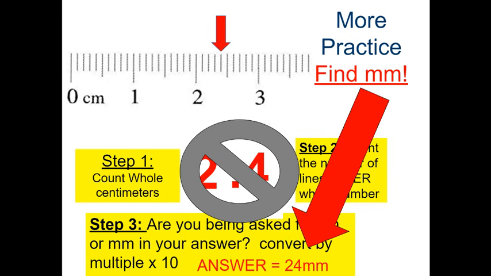Again, every time that we're converting from centimeters to millimeters, we are multiplying. If we are being asked to convert from millimeters to centimeters, we would be dividing and moving that decimal place to the left by that number of zeros.